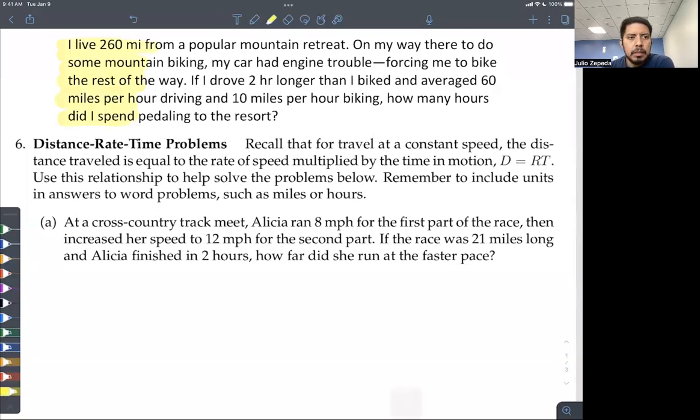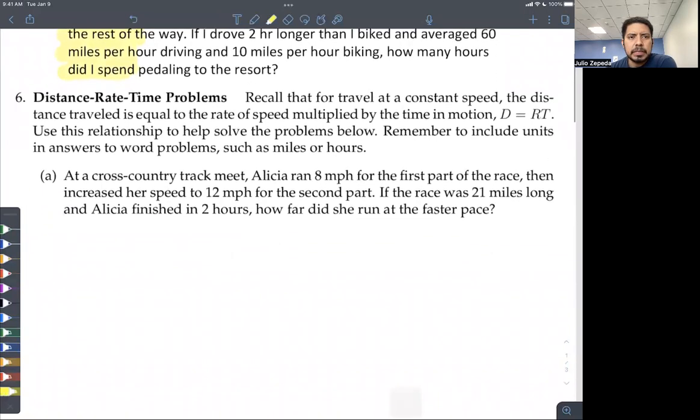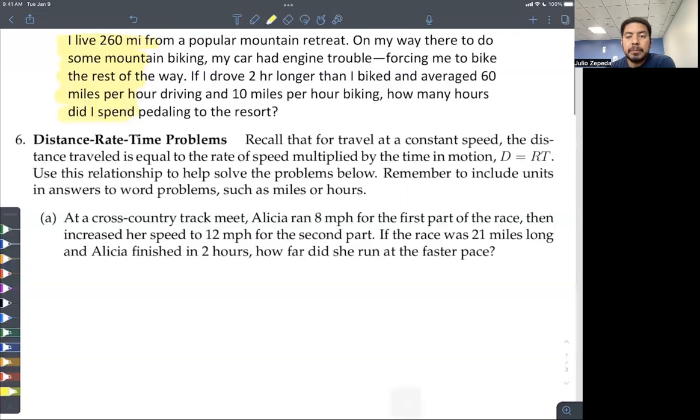One of the LAs recommended that I take a look at number 6. So let's take a look at this problem here, number 6. And it's very similar to the example that we did in class. Just some of the stuff is slightly changed.